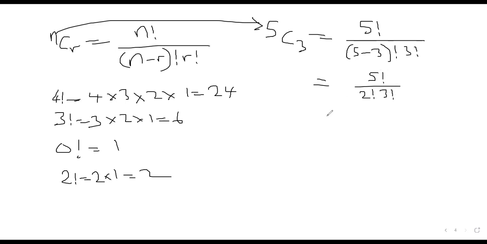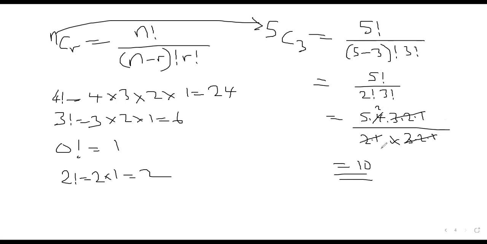So what is 5 factorial? 5 times 4 times 3 times 2 times 1. What is 2 factorial? 2 times 1. What is 3 factorial? 3 times 2 times 1. So this cancels with that. 2 times 1 is 2. 2 into 4 is 2. So what is 5 times 2? It is 10. So this is using the formula.